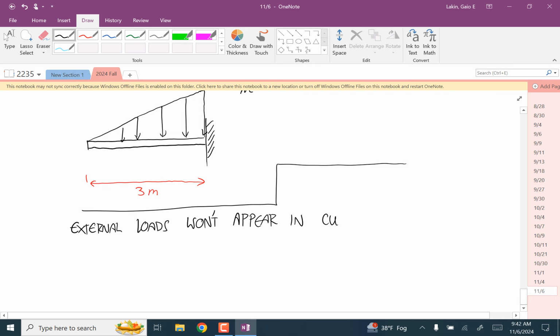And by that you mean like the forces from the wall? Right, and the couple, because that's a fixed joint. So I'll just skip this for time.